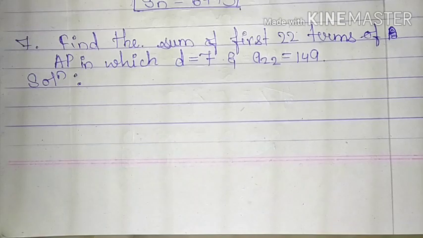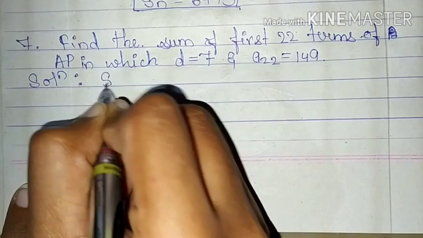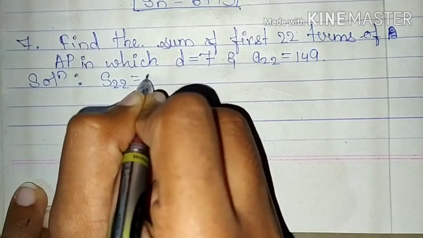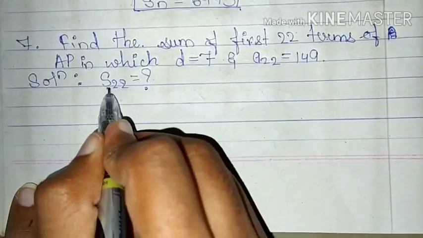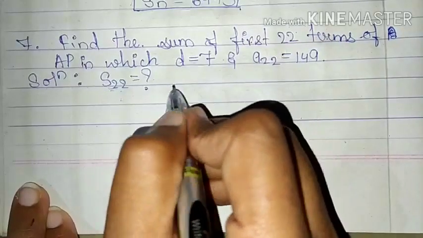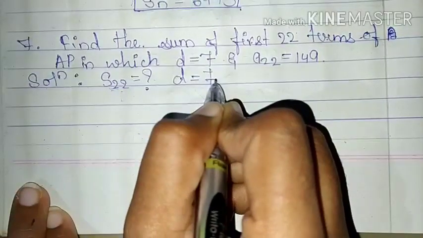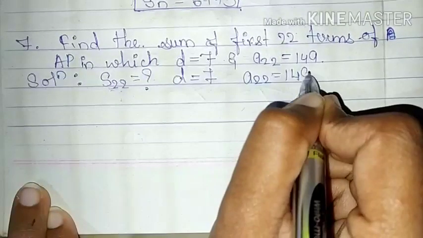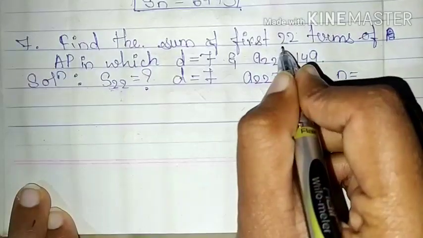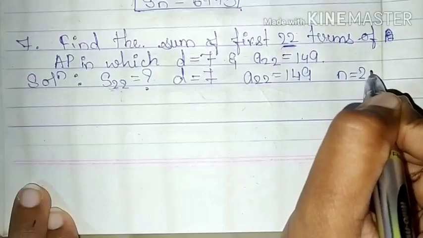Moving on to the 7th question. Find the sum of the first 22 terms of an AP in which d is equal to 7 and a22 is equal to 149. Here we are supposed to find the value of S22, that is the sum of the first 22 terms, when d is equal to 7, they have given it, and a22 is equal to 149, and they have told us first 22, so n is equal to 22.